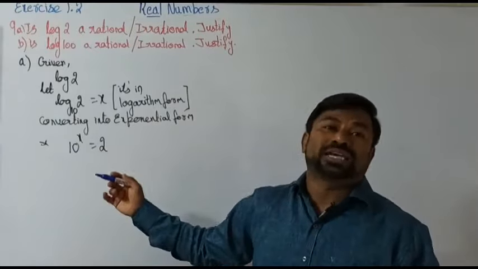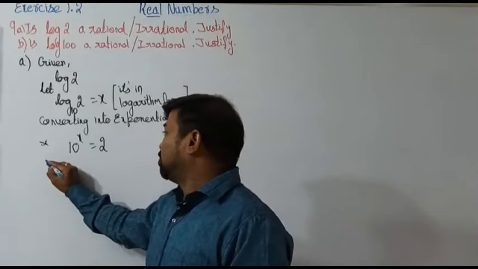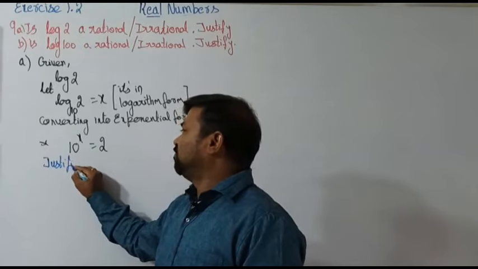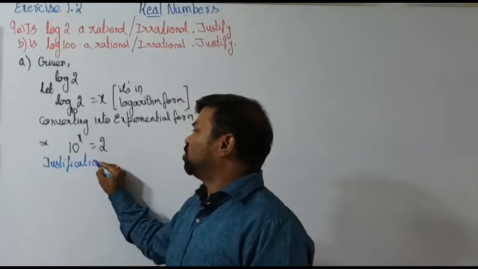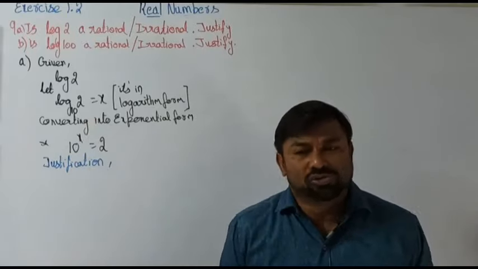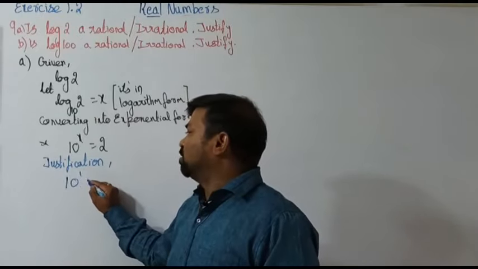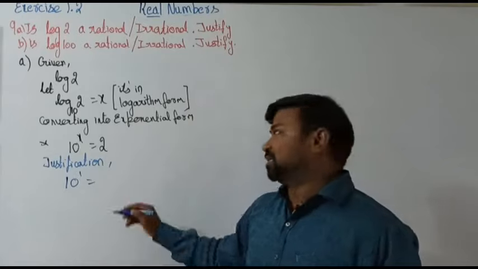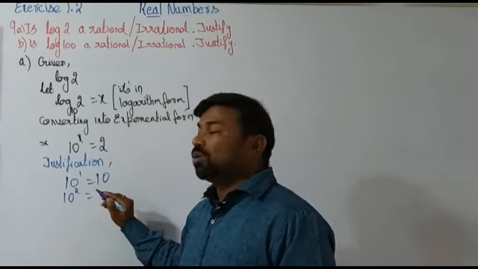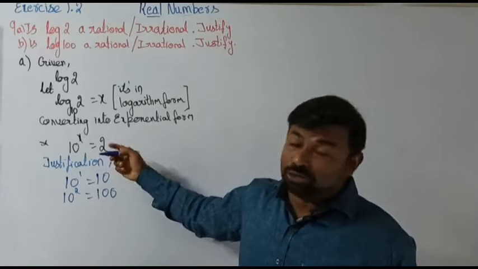Now, what do we have? 10 to the power x is equal to 2. Now let's start thinking and write the justification. We are checking whether it is possible or not. 10 to the power something is equal to 2. Let's see that. So 10 to the power 1, what is that? It's nothing but 10. Okay, let's go for 10 to the power 2. What is 10 to the power 2? It's nothing but 100. Okay, we are not getting 2.